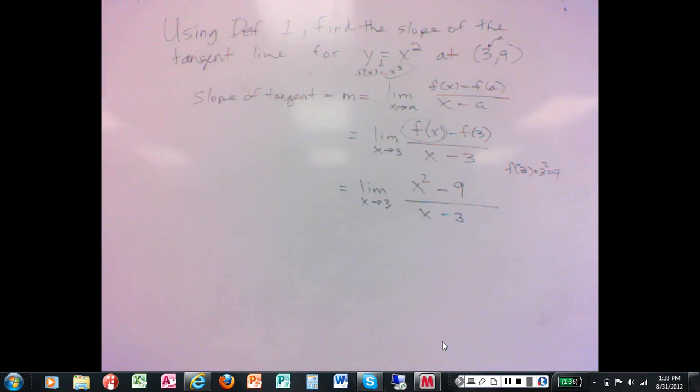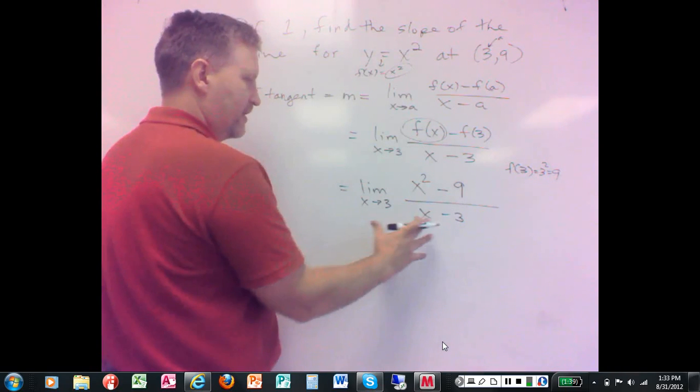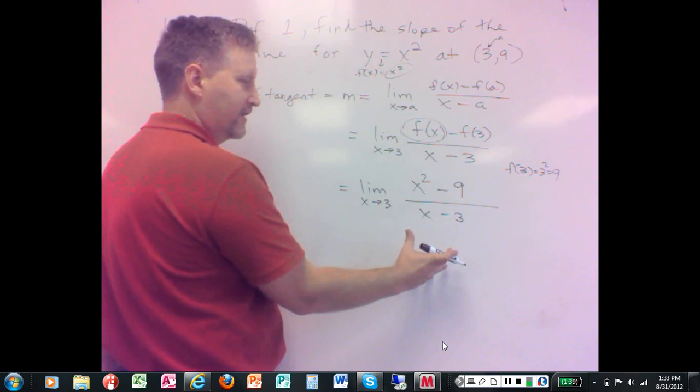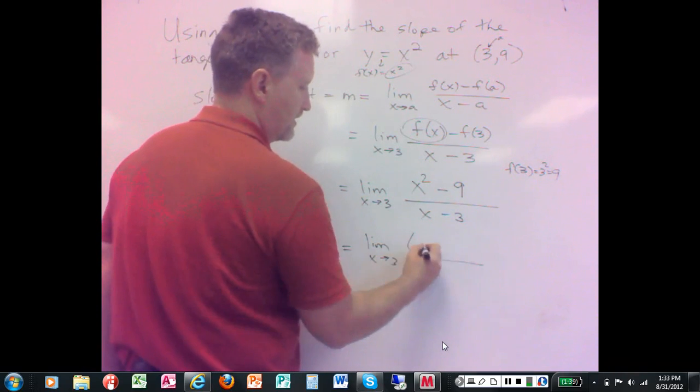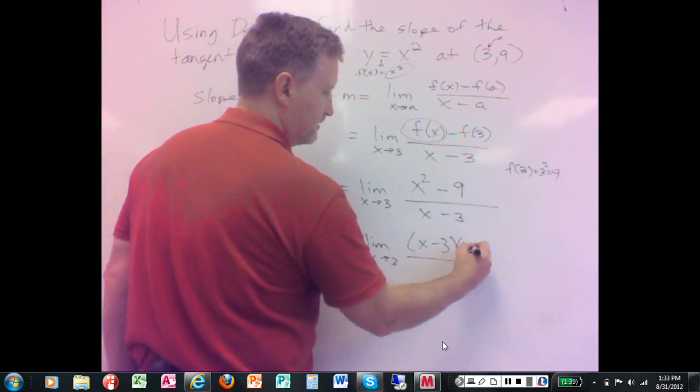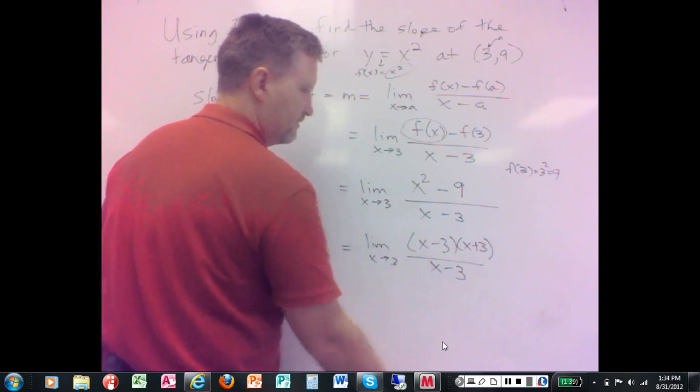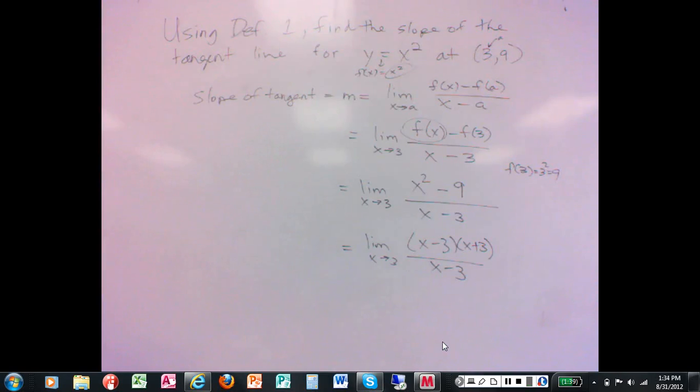Okay, well, voila. Now we have limits that we've done. Haven't we done these limits now? We've done this sort of limit before. How do I do this limit? Factor it, cancel, evaluate, right? Yeah, this is now just a plain old limit that we've been working on. And so we get the limit as x approaches 3 of (x minus 3)(x plus 3) over x minus 3. Factor the x squared minus 9. The x minus 3's cancel.